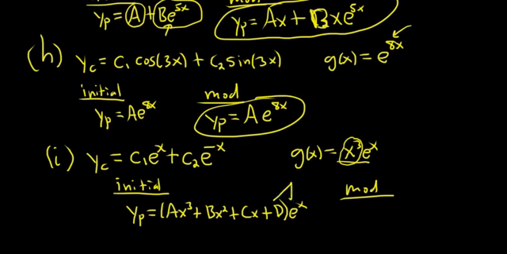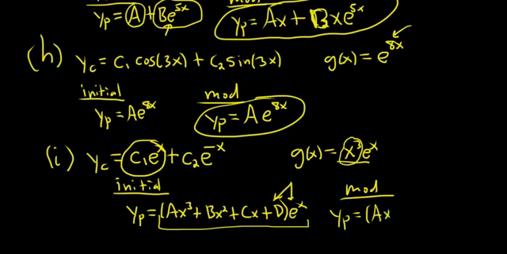Look, d e to the x repeats with c1 e to the x. So we have to multiply the whole thing by x. And the reason we multiply the whole thing is because this came from one guess, right? So it'll be yp equals ax to the 4th plus bx cubed plus cx squared plus dx, e to the x, right? E to the x.